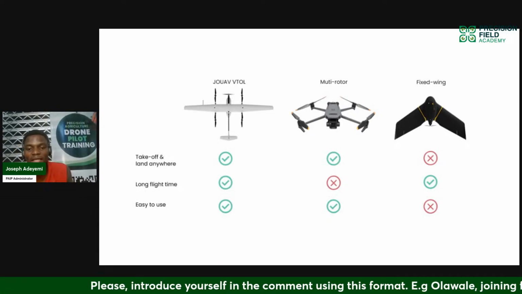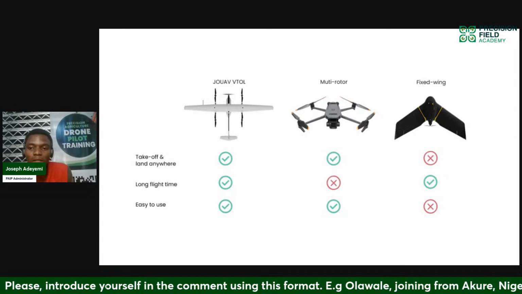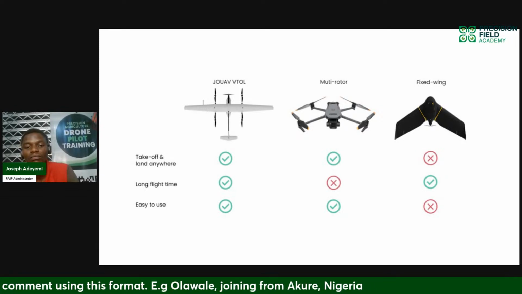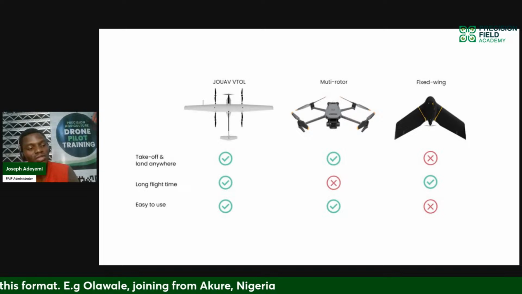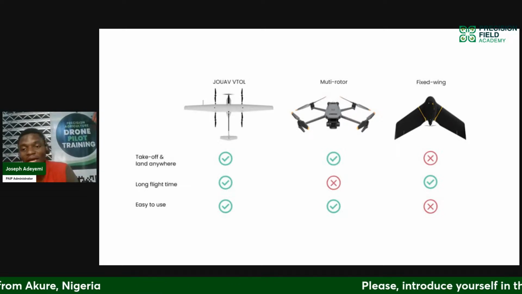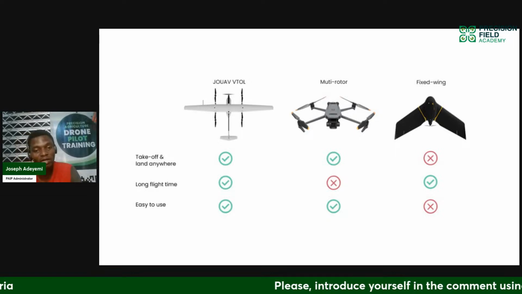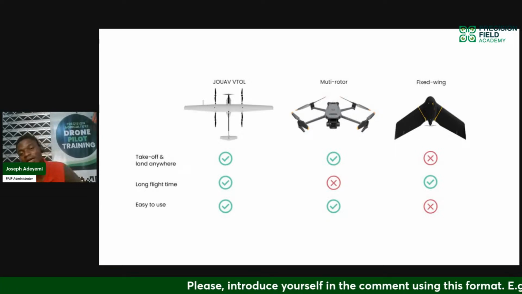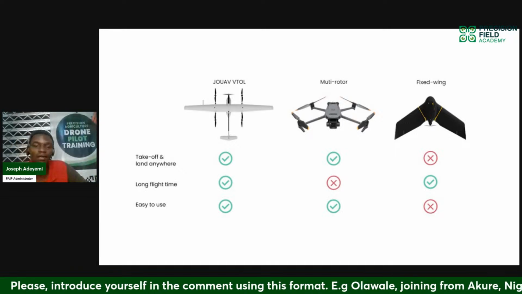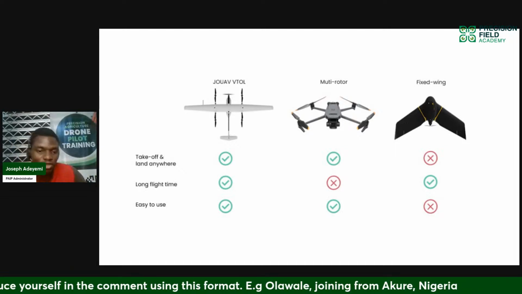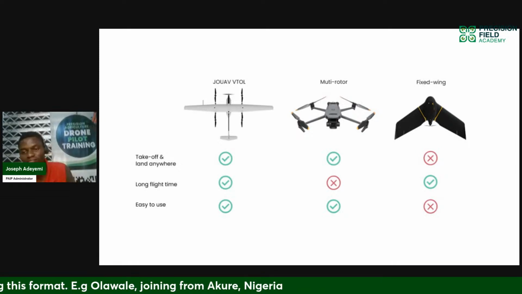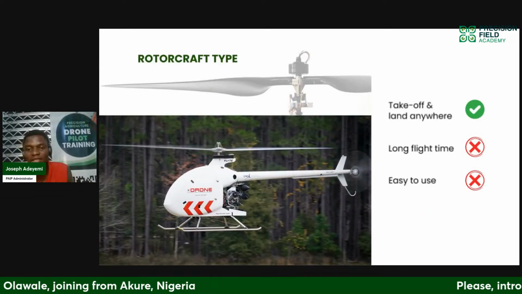So fixed wing has one limitation. It either requires you to use a UAV launcher, or it requires you to use a runway to do a ground roll to gain momentum to get airborne, or you use a hand launch, whereby you also need to run and throw the drone. So basically, these are just the limitations.